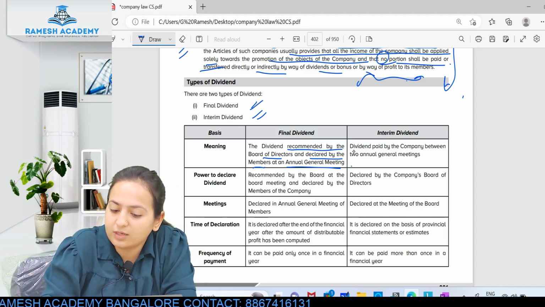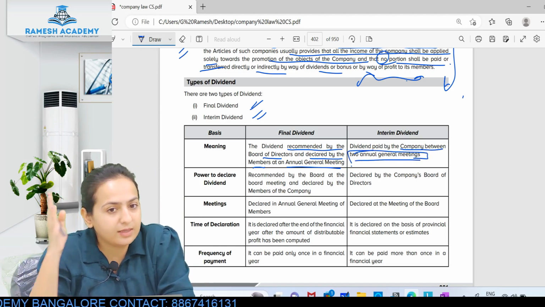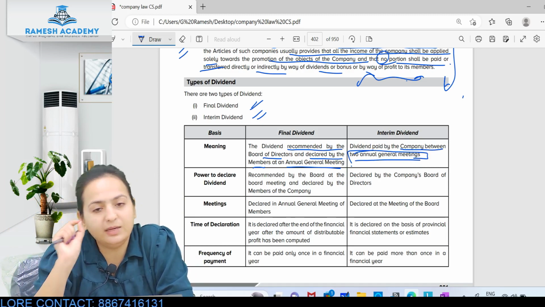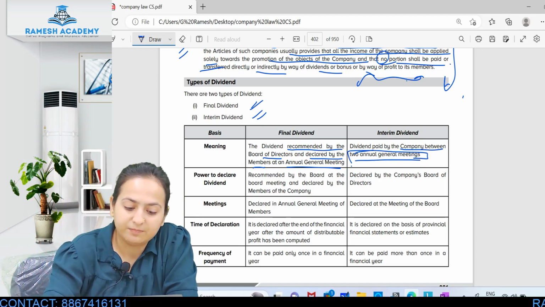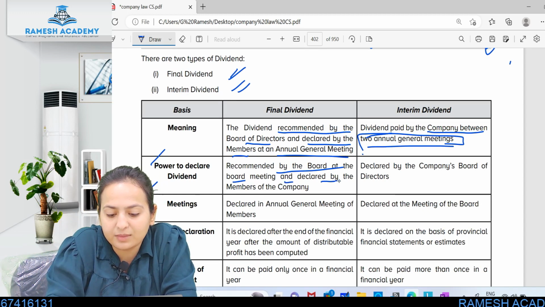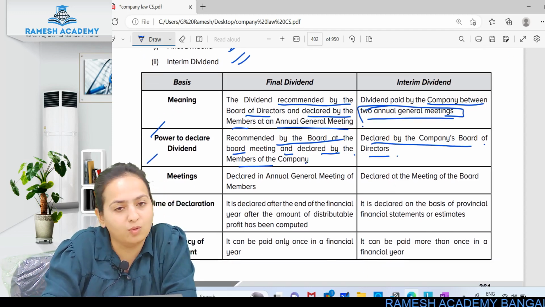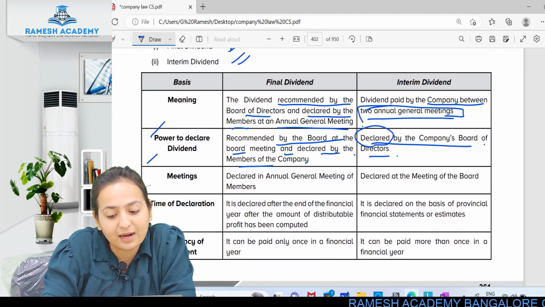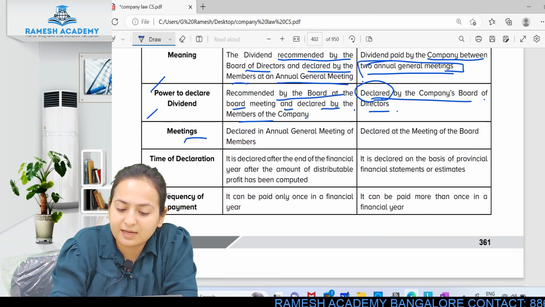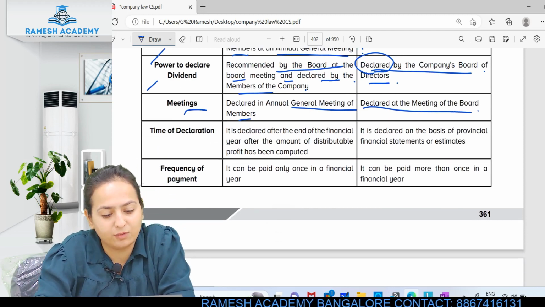Interim dividend is what? Dividend paid by the company between two annual general meetings. So when there are two annual general meetings, you will declare a dividend in between, that is known as the interim dividend. Power to declare dividend: for final dividend, it is recommended by the board at the board meeting and declared by the members. For interim dividend, declaration will be done by the board of directors only.